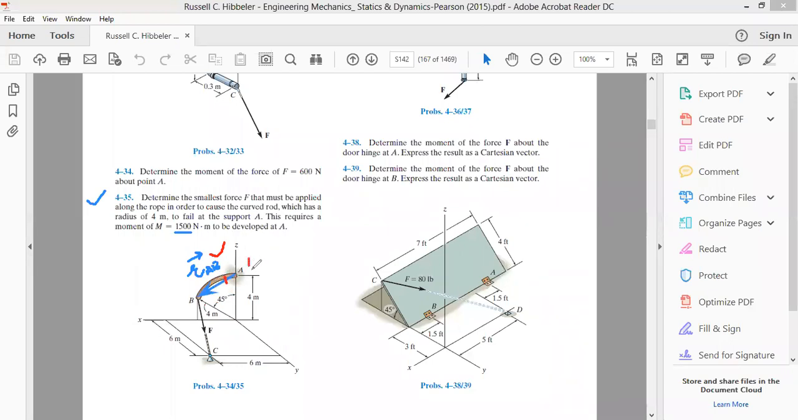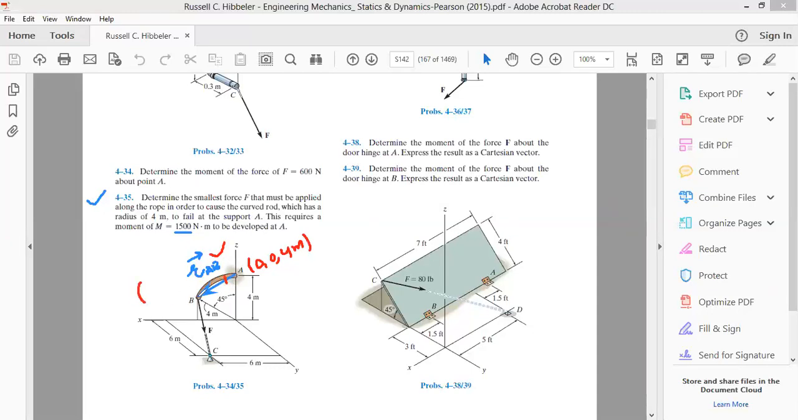As far as point A is concerned, point A is along the z axis. It does not have an x coordinate, it does not have a y coordinate, so its x is 0, its y is 0. The z coordinate is 4 meter. So these are the coordinates of our point A. Now, let's write down the coordinates of point B.